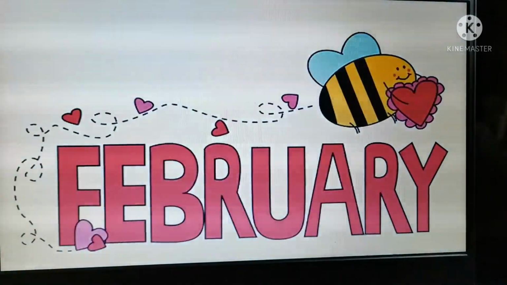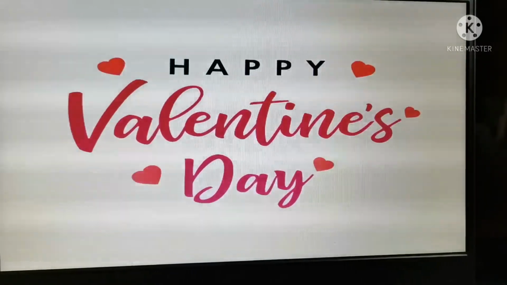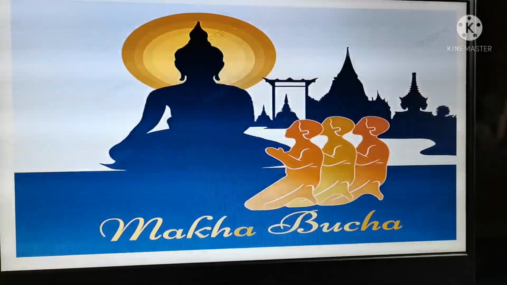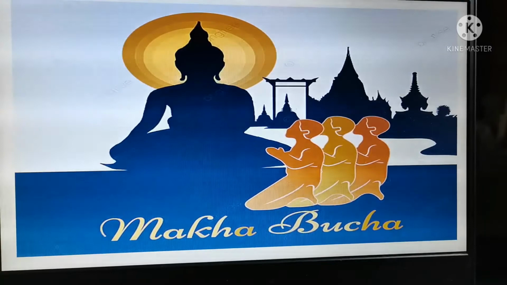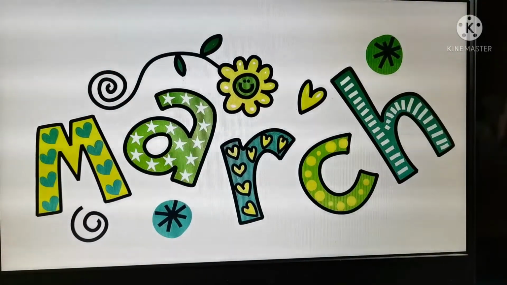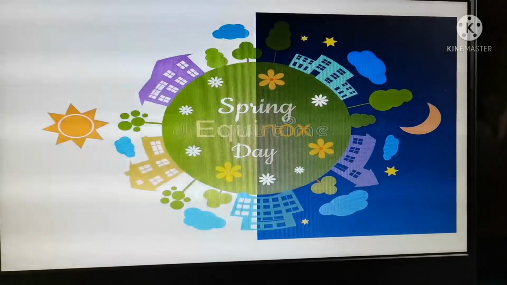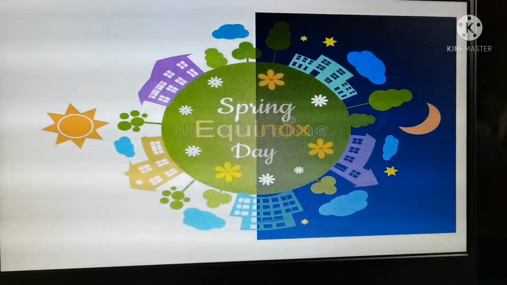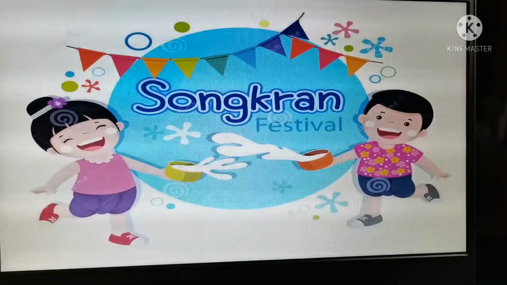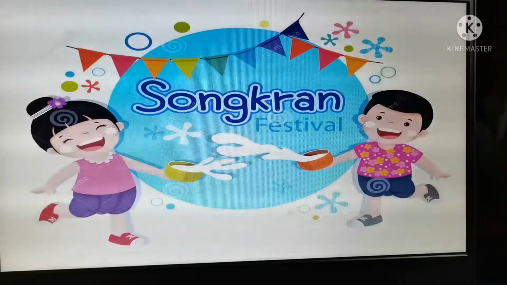The next month is February. In February, we celebrate Valentine's Day, where everybody gives a card to their loved ones, with their family or their friends. During February, we also celebrate Makha Bucha Day, okay? And we have March. During March, we celebrate the Spring Equinox Day. And in April, we celebrate Songkran Festival, which is famous for everyone that lives here in Thailand.